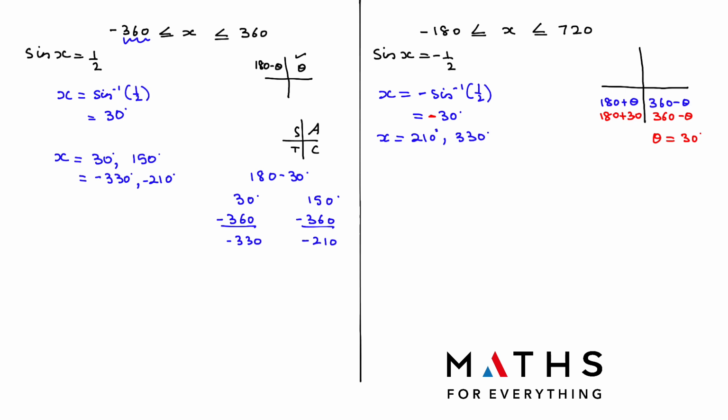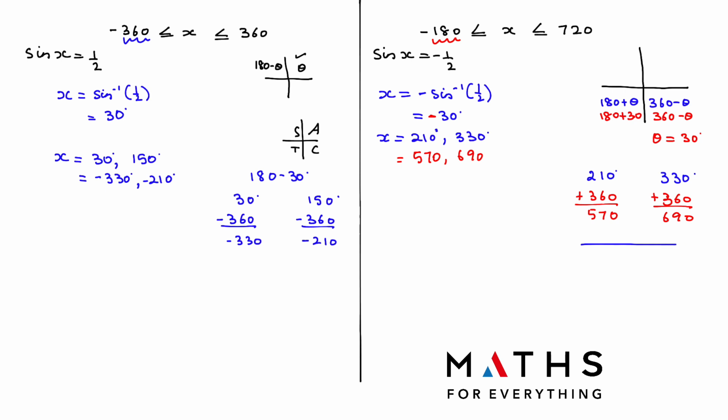I have limits up to 720. The rule that I told you is, whatever two values you get, you add 360 to the initial values. This will give me 570, and this will give me 690. So these are my two other values. I also have limits from 0 down to negative 180.